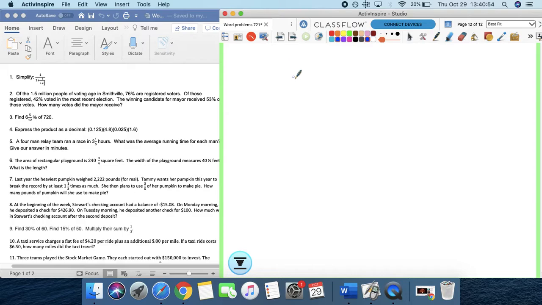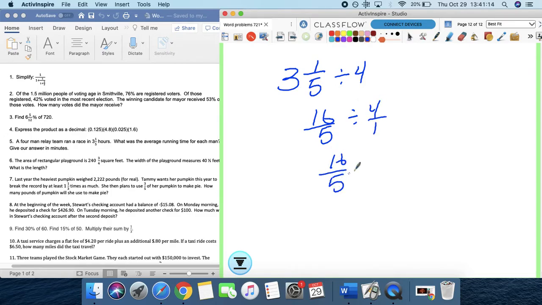All right, so a 4-man relay team ran a race in 3.5 hours. What's the average running time for each man? Okay, so 3.5 divided by 4. No big deal here, right? So it's 16 over 5 divided by 4. And let's put that 4 over 1. 16 over 5 times 4. No simplification. 16 times 4 is 64 over 5.